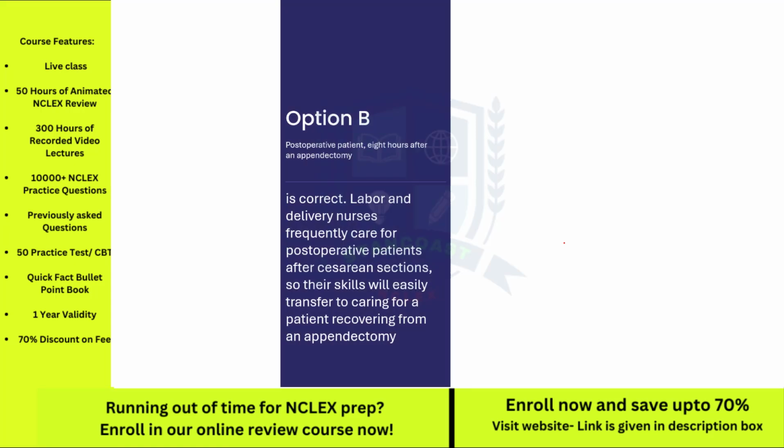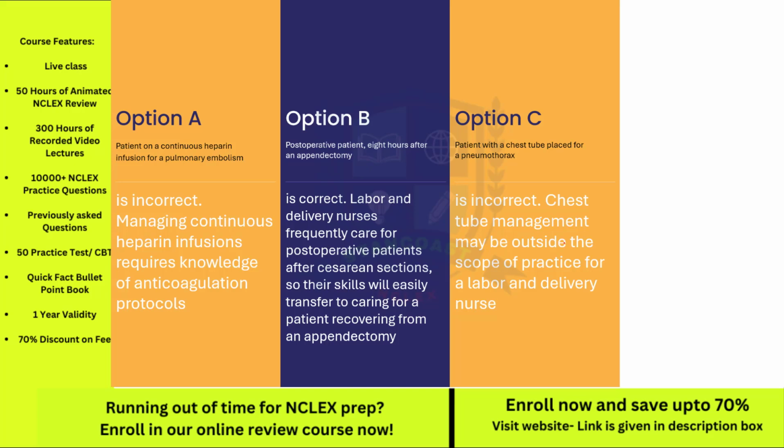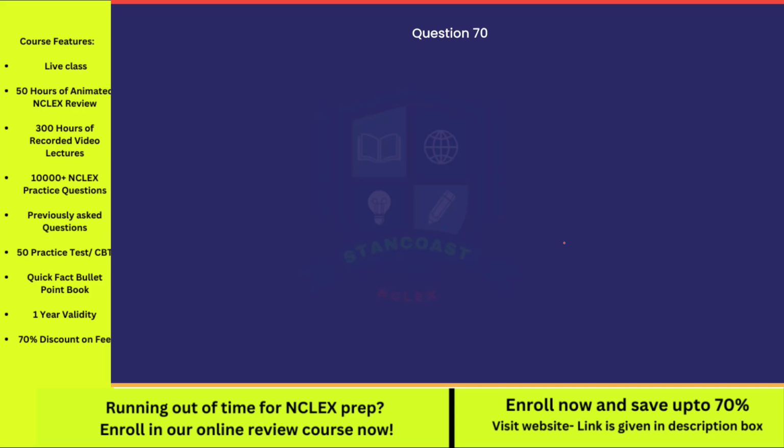B is correct. Labor and delivery nurses frequently care for post-operative patients after cesarean sections, so their skills will easily transfer to caring for a patient recovering from an appendectomy. A is incorrect. Managing continuous heparin infusions requires knowledge of anticoagulation protocols. C is incorrect. Chest tube management may be outside the scope of practice for a labor and delivery nurse. D is incorrect. Caring for a patient with heart failure requires a deep understanding of cardiovascular monitoring and fluid management. Let's continue to the final question.